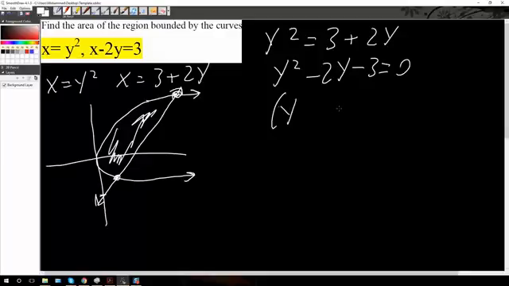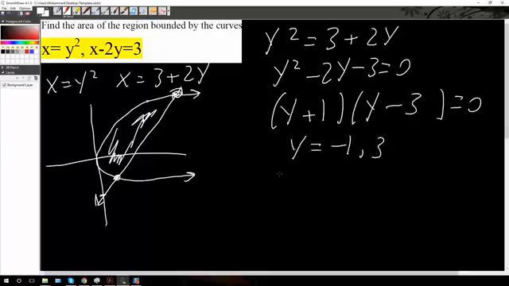So we can factor: y minus 3 times y plus 1 equals 0, because y times y is y squared, negative 3 times 1 is negative 3, and y times negative 3 is negative 3y, plus y times 1 is y, giving negative 2y. And so we know those 2 points will be y equals negative 1 and 3. So therefore this point right here would be negative 1 in terms of y, and this point would be 3.